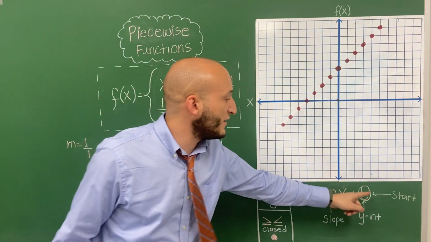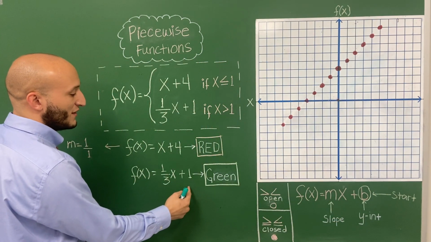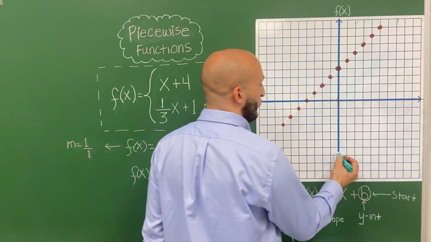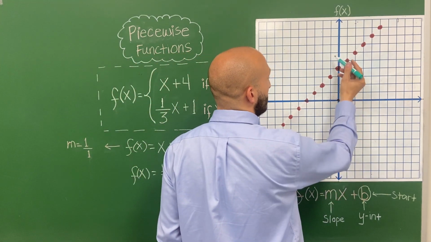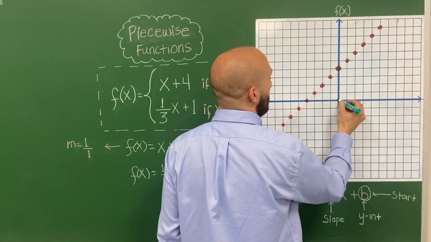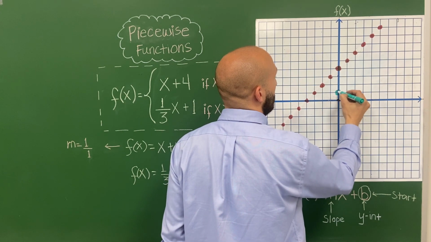Again, we start with the y-intercept, the number without the x. It's a positive 1. My first point will always be on my y-axis. This is 0, this would be negative numbers. If I want a positive 1, I would just have to move up 1. And I plotted my first point.